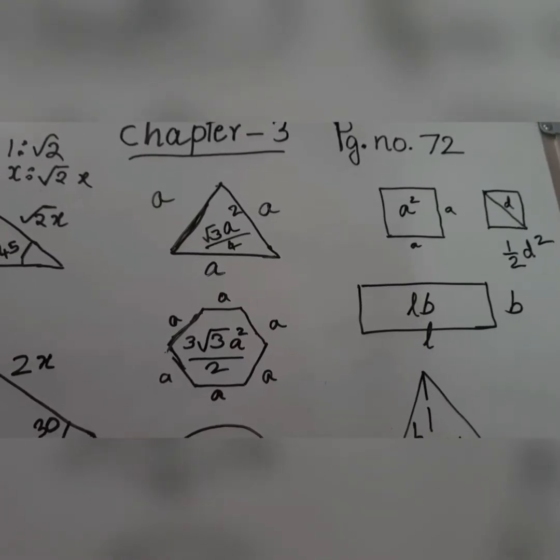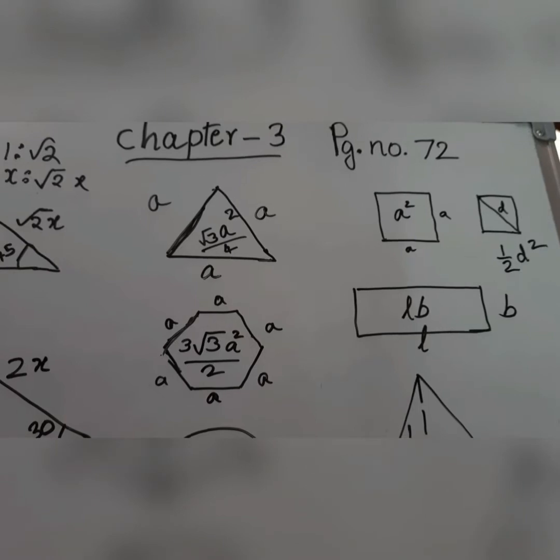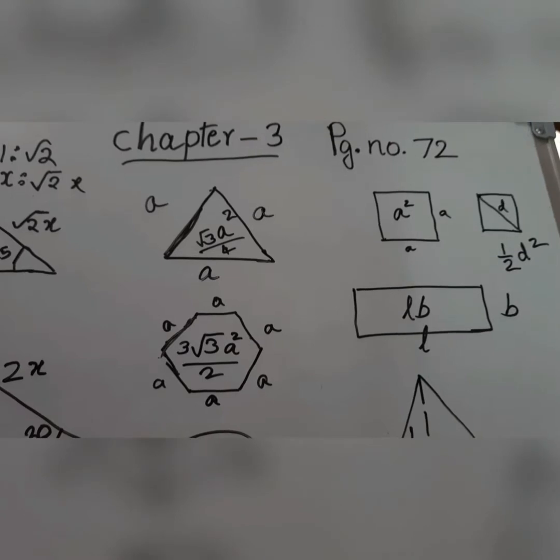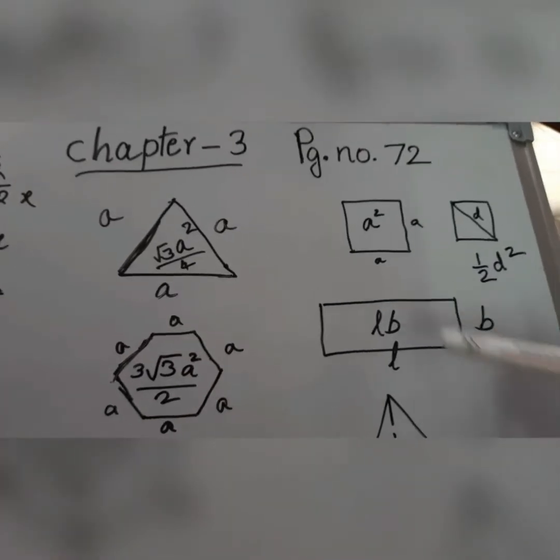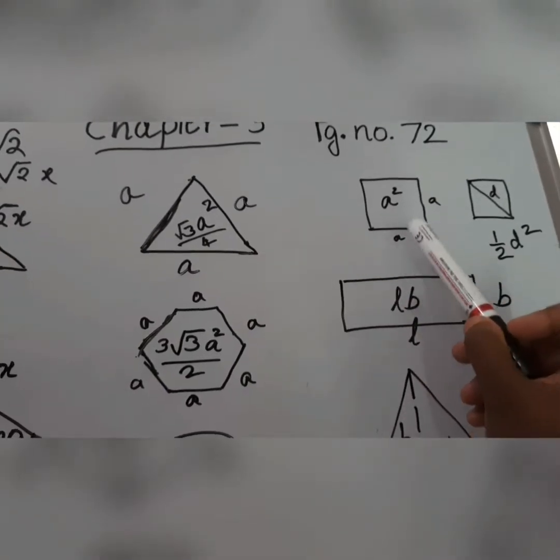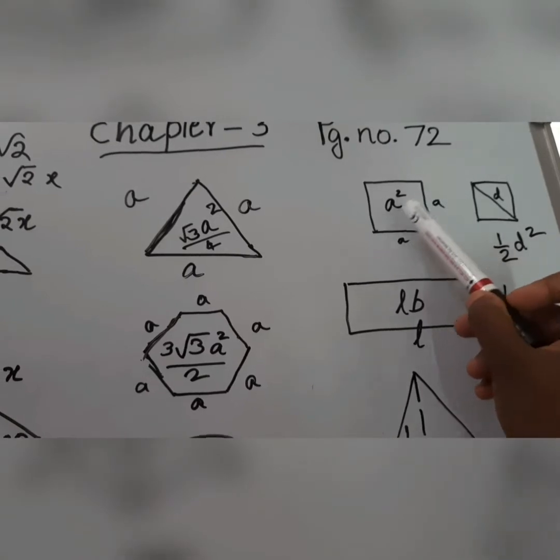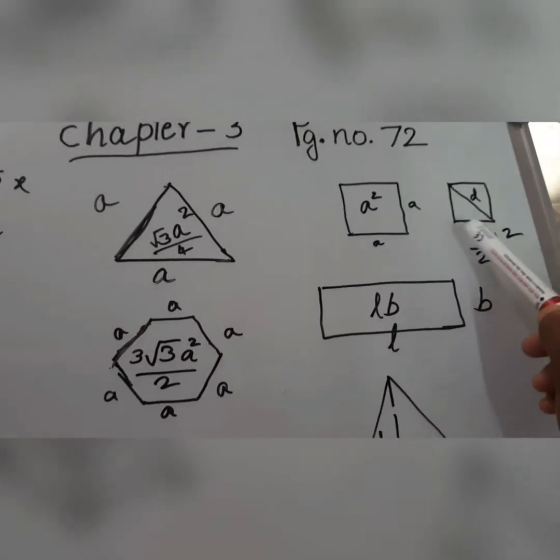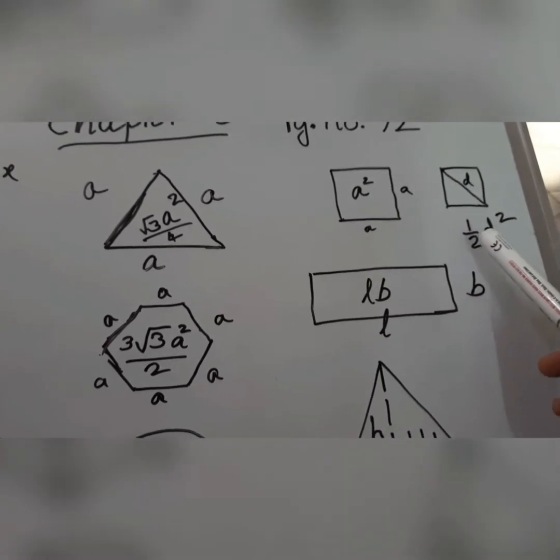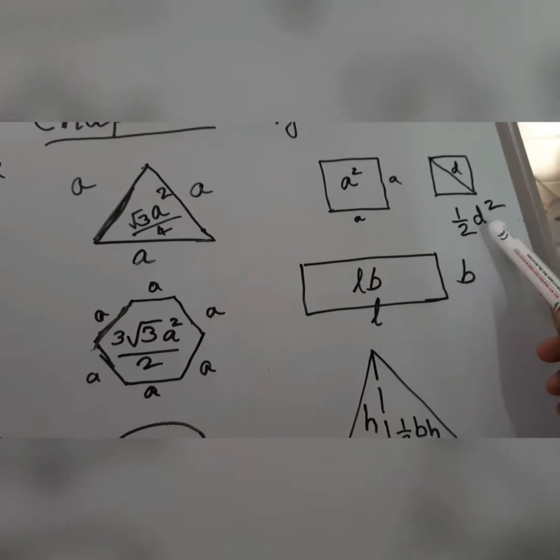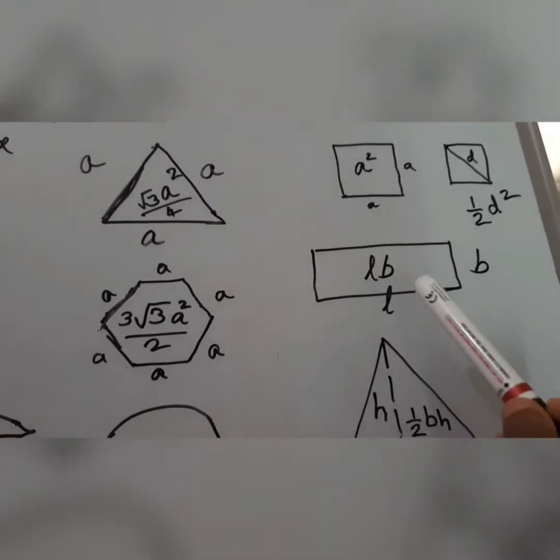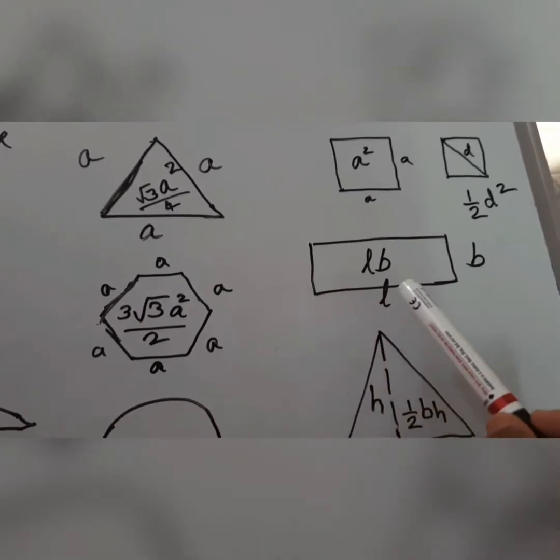Now we can discuss some figures and their related areas. These formulas are useful in the coming problems. See the first figure, we know this is a square. One side is A, so the area will be side into side, that is A square. If a square is given with its diagonal D, then there is one formula: half into D square. Please note these formulas.